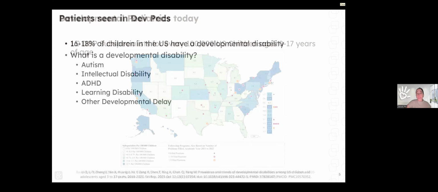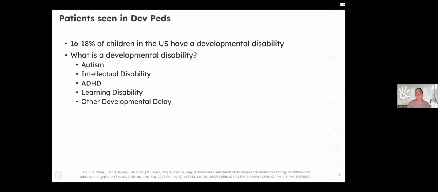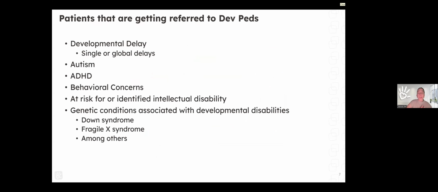And why this is important is because about 16 to 18% of children in the US have a developmental disability, which is a broad encompassing term that generally means a child with autism, intellectual disability, ADHD, learning disability, or other developmental delay. So the patients that are getting referred to see us will most often have a developmental delay, and this could be single or it could be global delays, which means two or more delays.